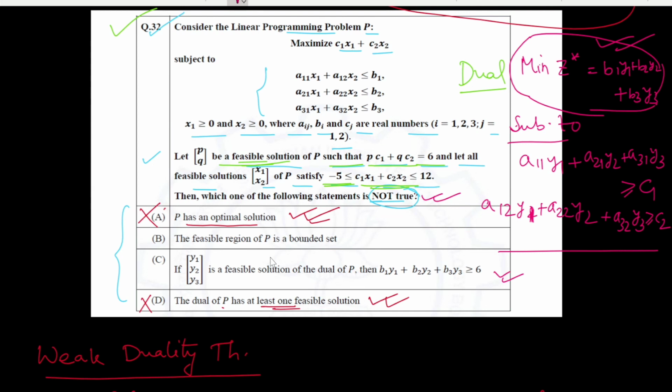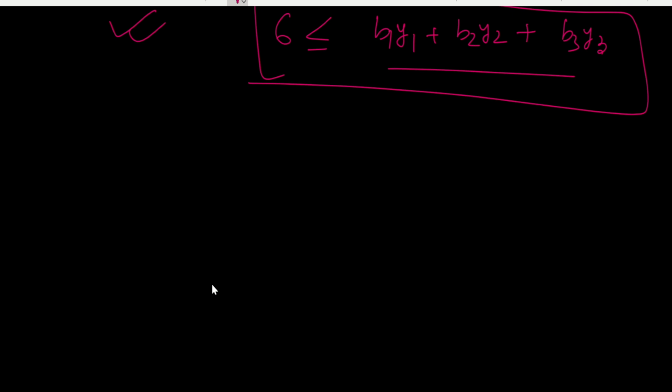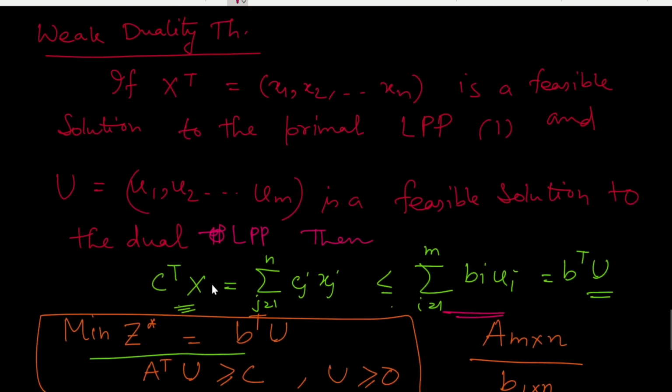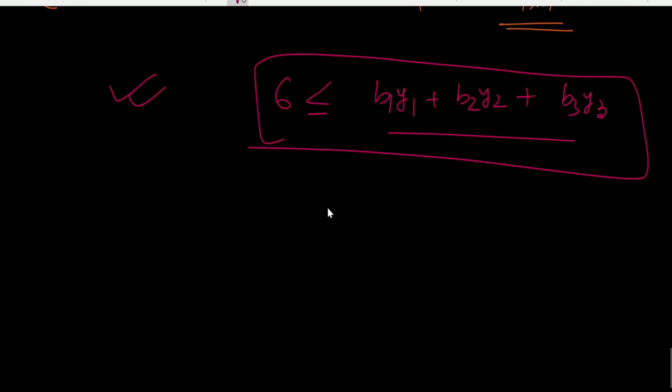The question says not true, so this is not correct. So the one option here is the B option: the feasible region of P is a bounded set. This is the incorrect option here. If we see option B, what does it say? It says that the feasible region of P is a bounded set. Now here is a concept.